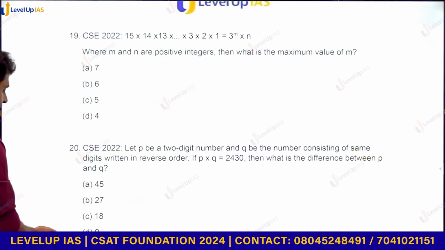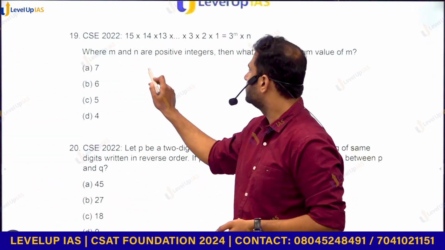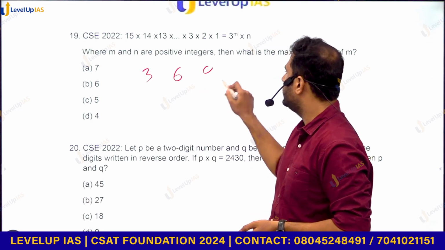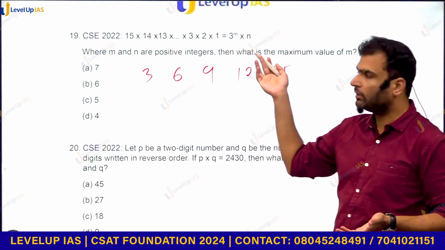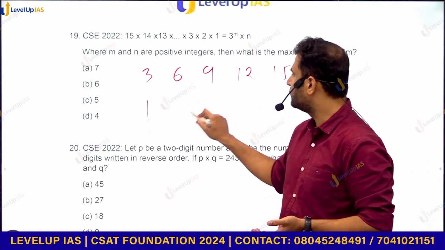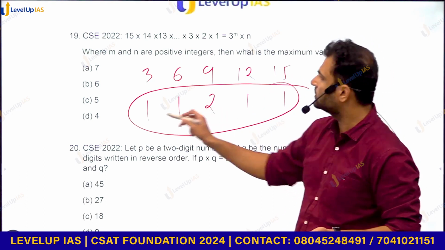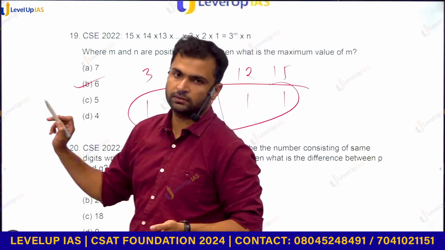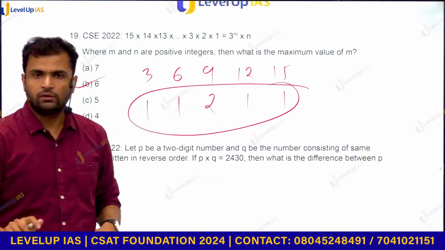We can see where 3 appears. 3 will appear here once as 3, then it will appear in 6, then in 9, then in 12, and then in 15. Here it will appear once, here twice, here once, and here once. In total it will appear 6 times. The answer is simply 6. Fine. Very simple question, last year's question.